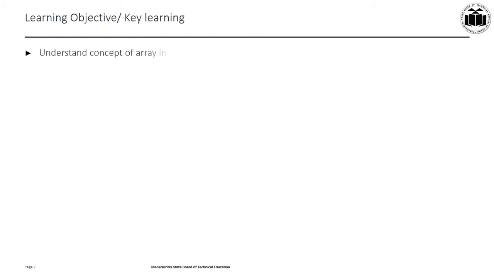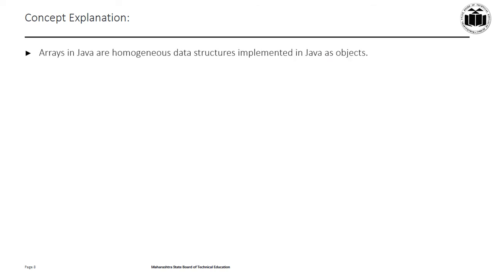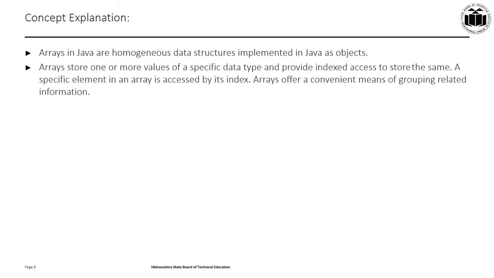So today we will learn the concept of array in Java. So what do you mean by array? Arrays in Java are homogeneous data structures implemented in Java as objects. Arrays store one or more values of a specific data type and provide indexed access to store the same. A specific element in an array is accessed by its index. Arrays offer a convenient means of grouping related information. So always remember, when you create an array, you have to save the same data type values in that array.